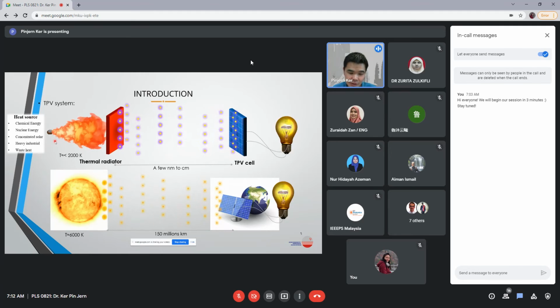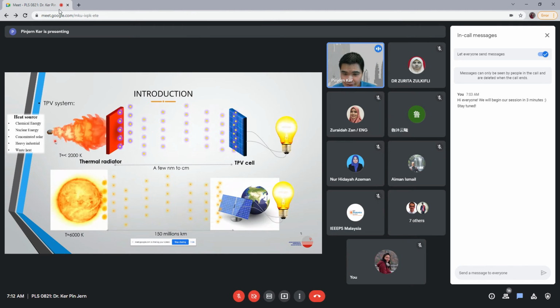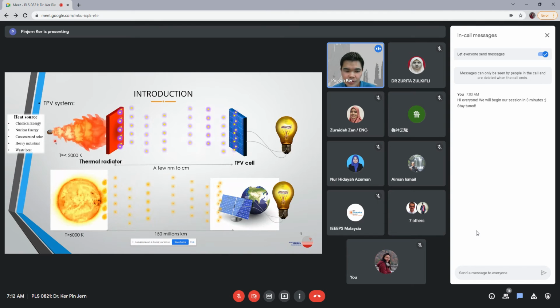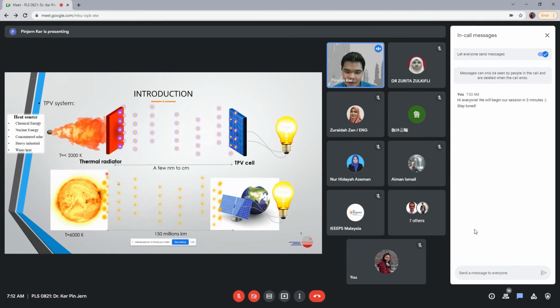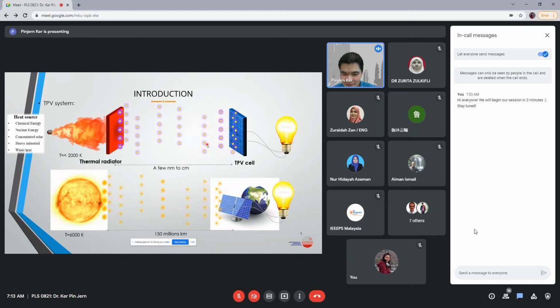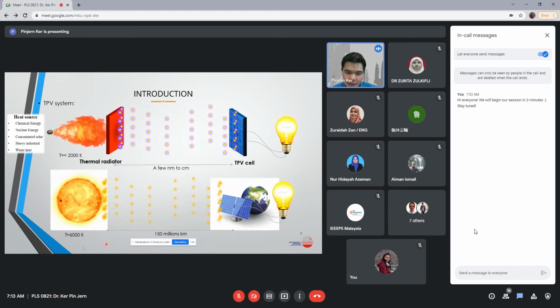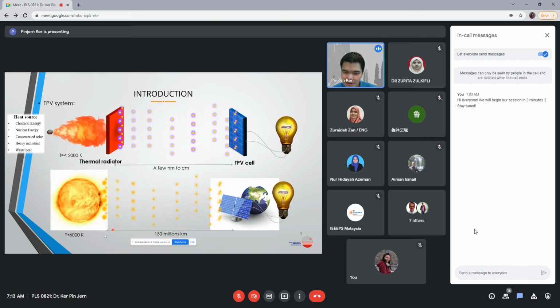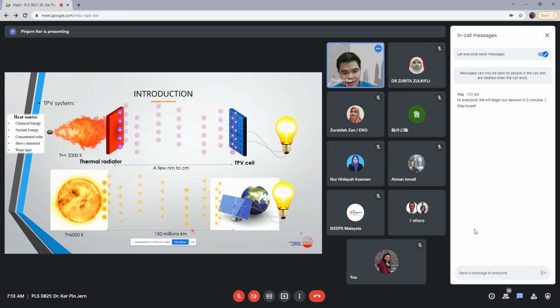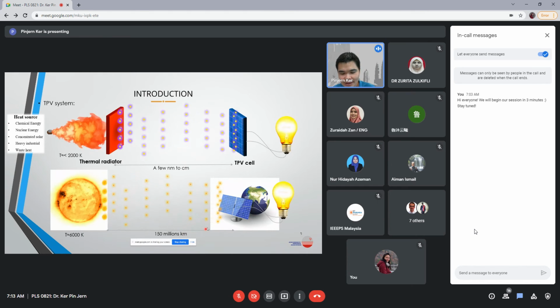The time, maybe 1000 Kelvin and below. So in this case, the next major difference between a solar cell and a TPV cell is that a TPV cell is very near to the heat source. It can be from nanometers to centimeters or even meters. But if you look at the sun, which is a solar spectrum, it needs to travel more than millions of kilometers to reach the Earth, and then the solar cell will convert that.